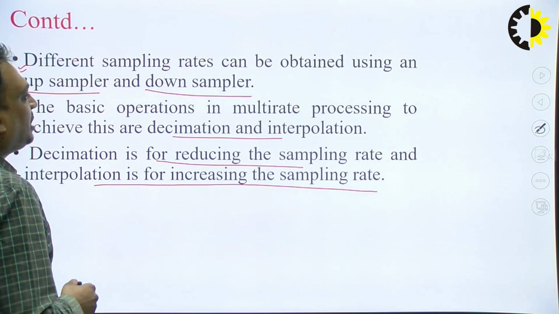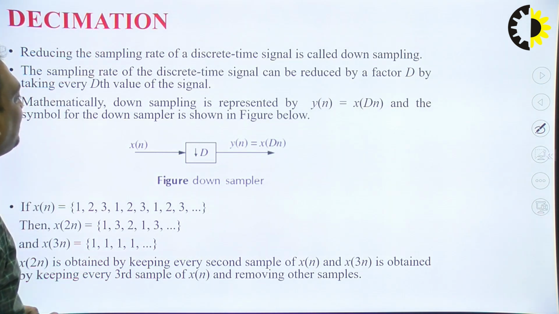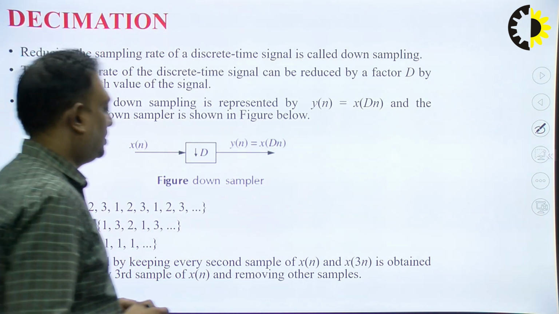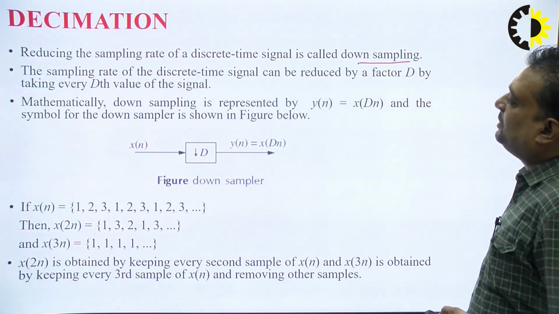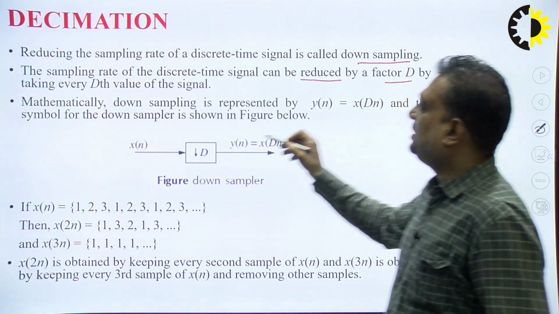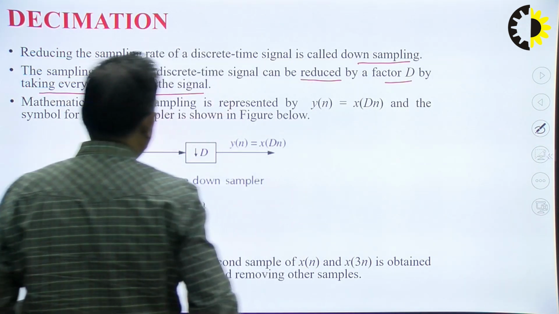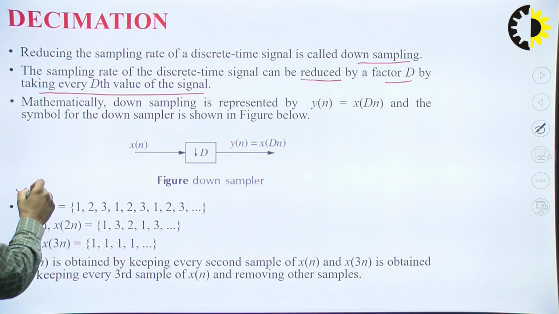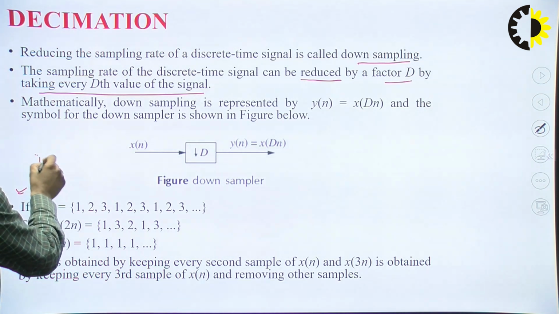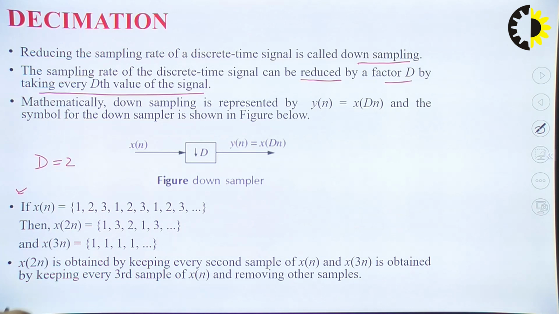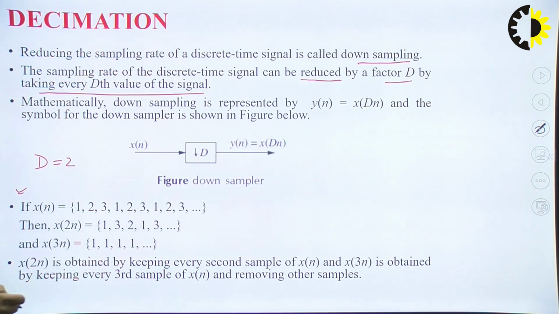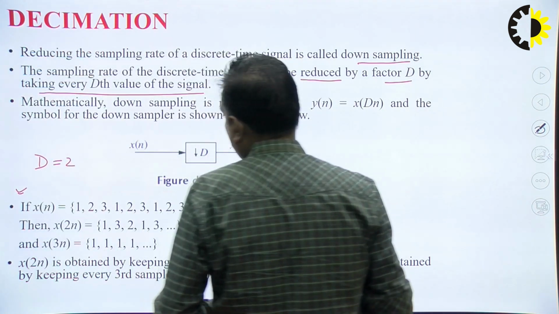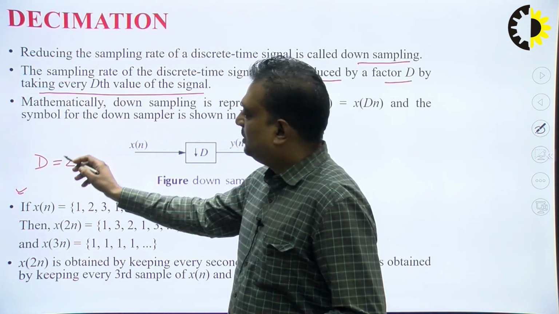Now, how can we explain the downsampler? This comes to the process of decimation. Reducing the sampling rate of a discrete time signal is called downsampling. The sampling rate of a discrete time signal can be reduced by a factor D by taking every Dth value of the signal. Let's say the decimation factor is represented by D, and D is 2. This is our original sequence 1 2 3 1 2 3 1 2 3, and we are using a decimation factor D equals 2.